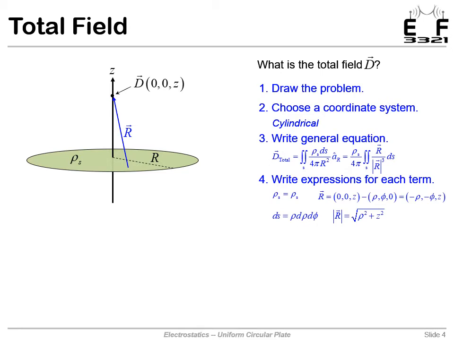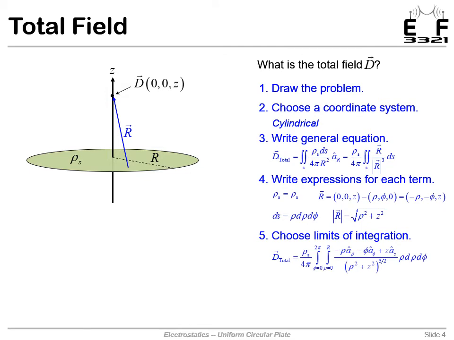Now that we have all this, we plug it all back into our integral and choose the limits of integration. That's the last step on this slide. This top expression is our vector r. This bottom expression is the magnitude of that vector r cubed. Over here is our differential area dS, so we're integrating over phi and rho, just like we did for total charge. So we use the same limits. We integrate rho from 0 to R, and then phi from 0 all the way around to 2 pi.